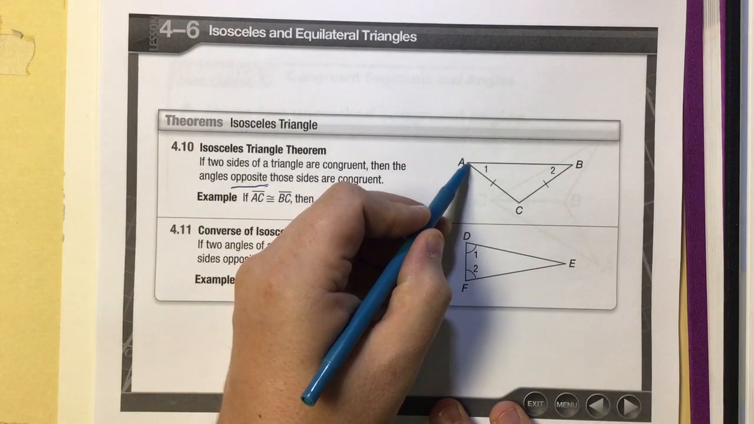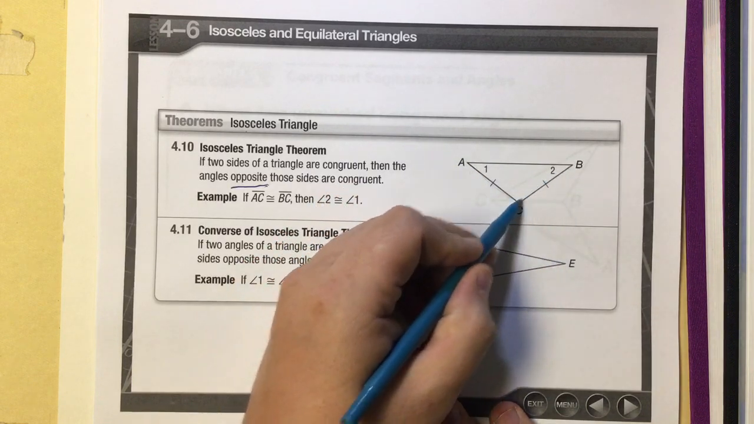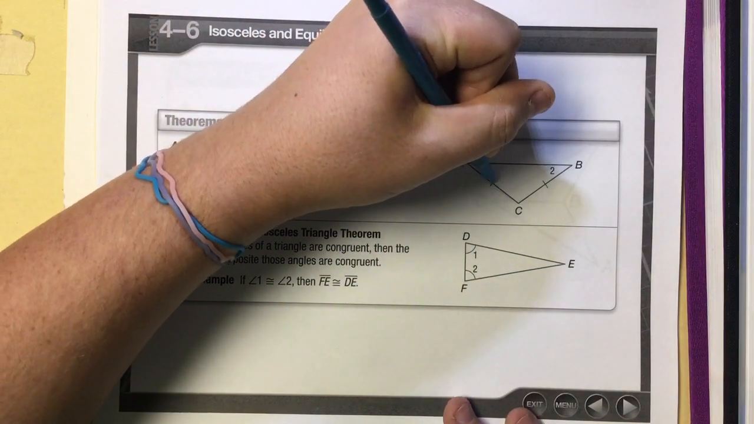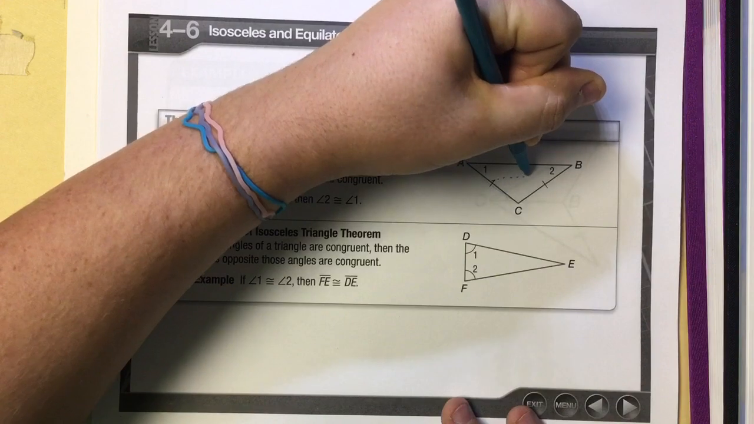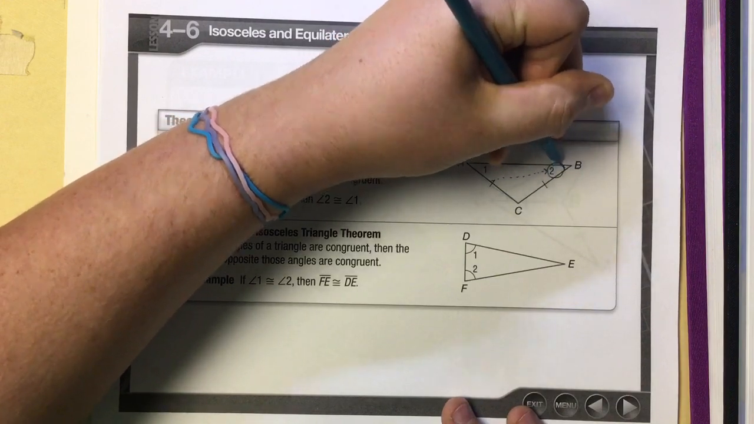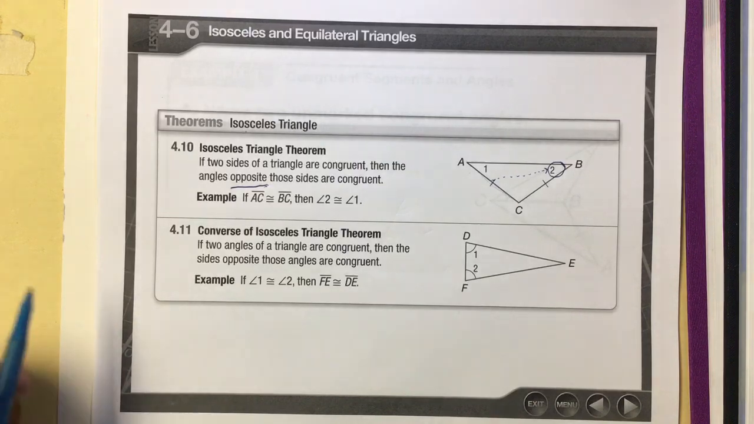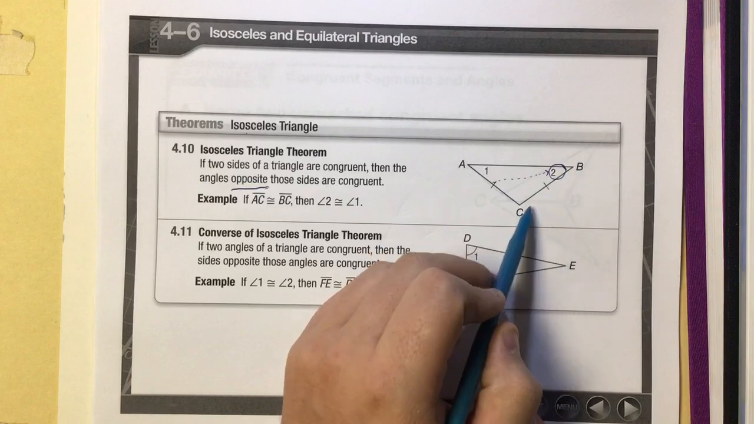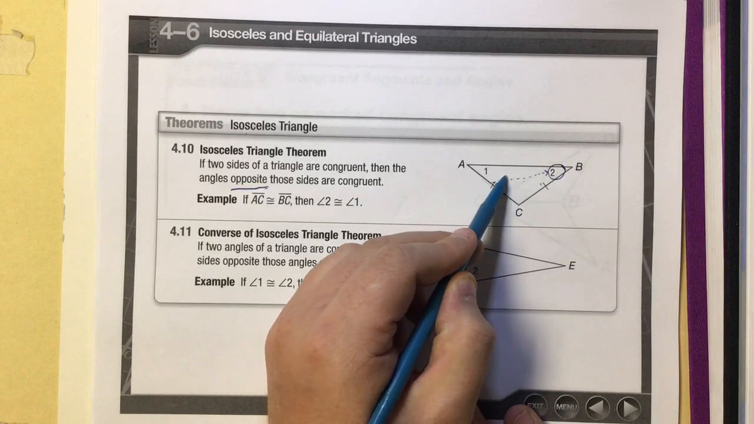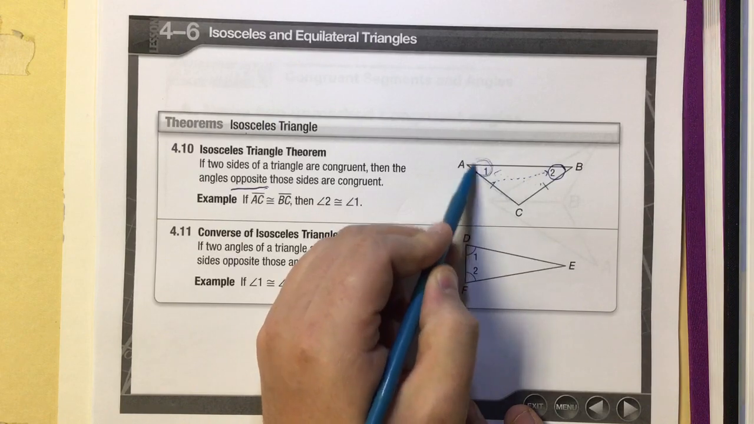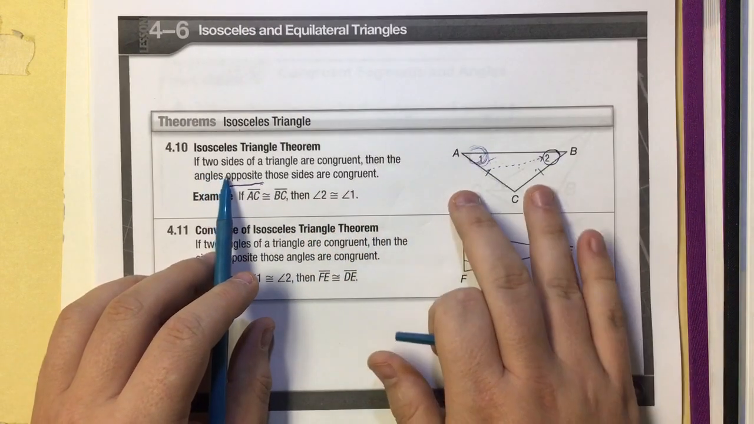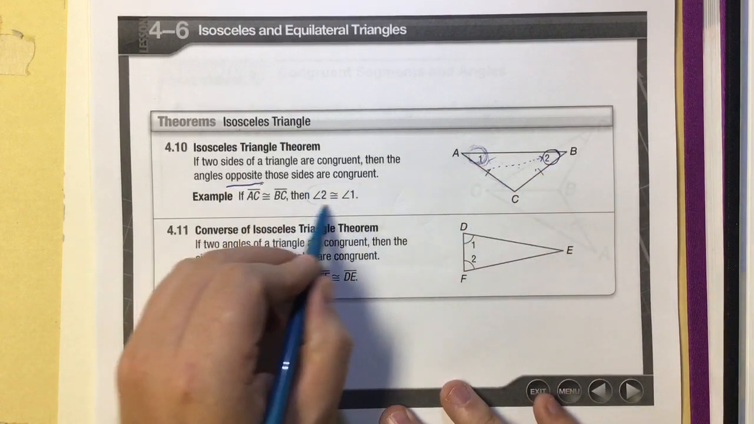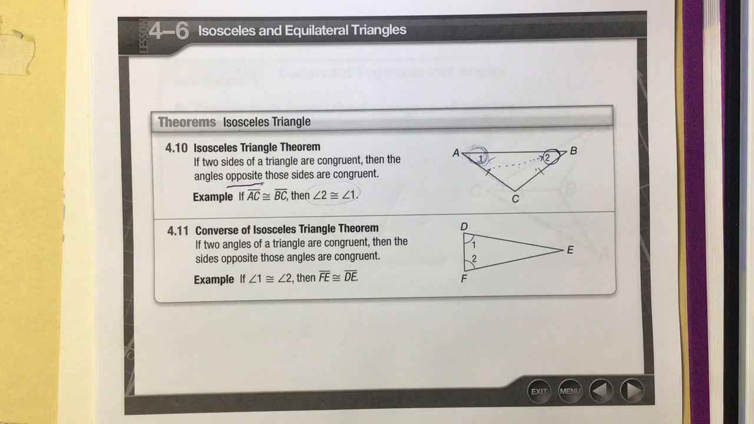So right here, we have our legs, AC and CB. Those two are marked as congruent, so those are our legs. So the angle opposite of side AC, that is the angle as far away from there as you can get while still being inside of this triangle. So in this case, angle 2. The angle opposite of side CB is the angle that's as far away from it as you can get, so in this case, angle 1. So our theorem says since these two sides are congruent, their opposite angles, 1 and 2, have to be congruent as well. So you can say those two angles are congruent to each other.